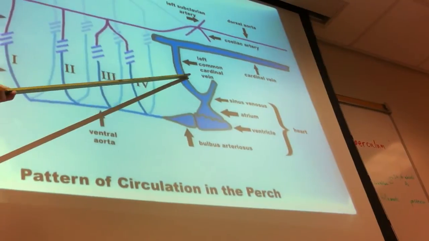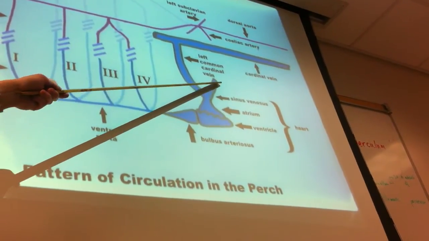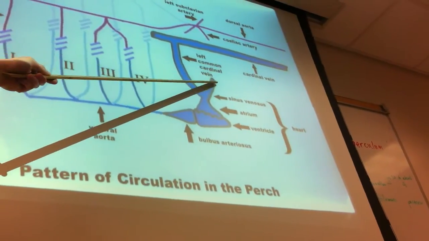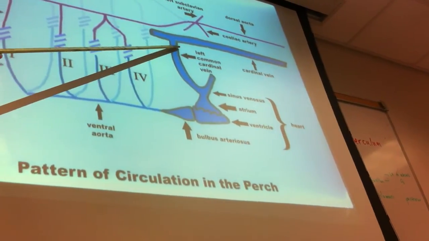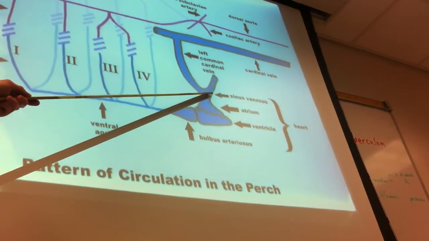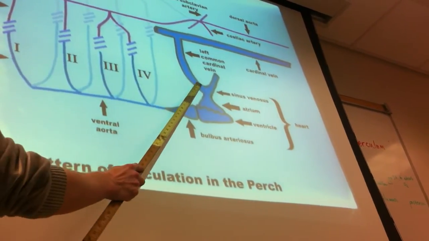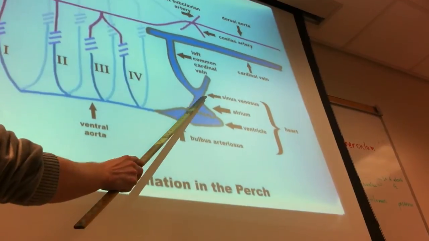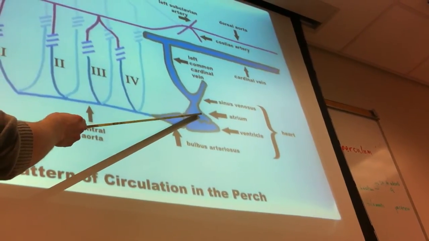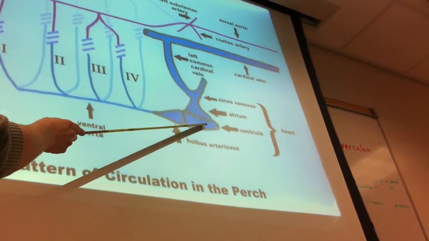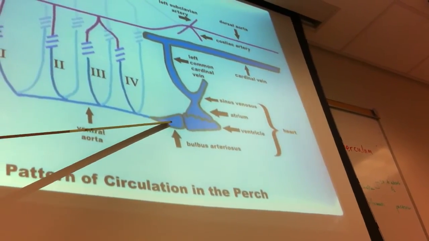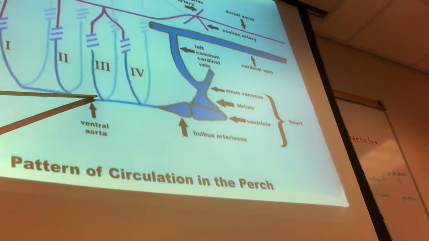It's called the left common cardinal vein. I'm pretty sure this is from the other side of the body. It's supposed to be the right common cardinal vein, but they're not labeling it. But anyway, it comes in one of these cardinal veins into the sinus venosus, which is just this junction here. Okay. Then from the sinus venosus into the atrium of the heart, then into the ventricle, and then you have the bulbous arteriosus, and then that gets into the ventral aorta.